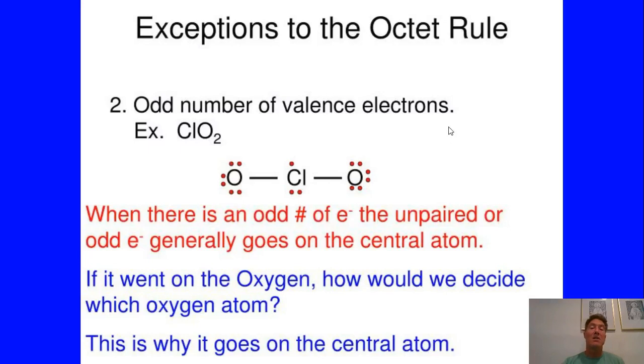So let's look at some exceptions. So here's one where we have an odd number of valence electrons, right? Two oxygens is 12, and chlorine is 7. So 12 and 7, 19. There's no way we can distribute 19 electrons where everybody gets 8. And so we put that extra unpaired electron on the chlorine atom, the central atom.